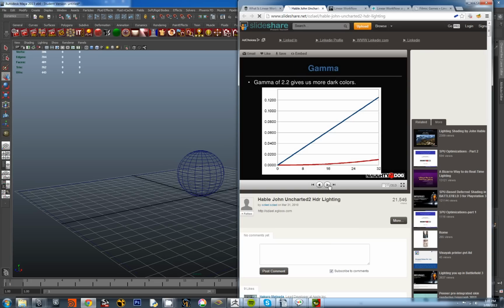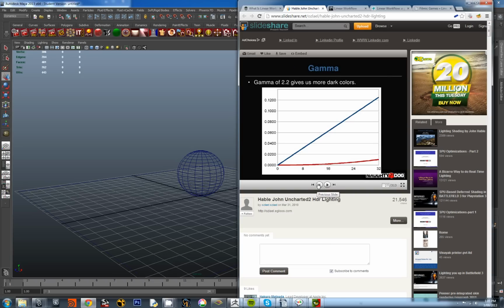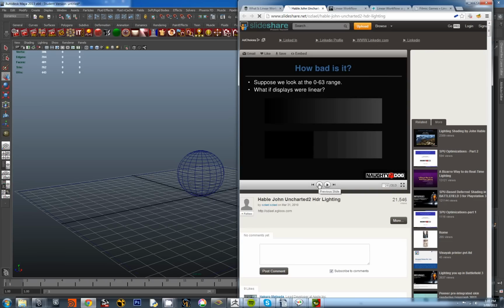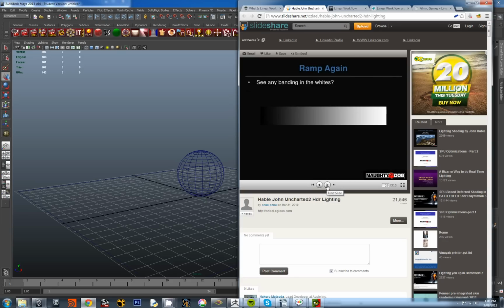Let's just go to the next slide. I think you'll see it better. Where are the numbers here? Let me see if I can find them. Okay, let's go back to here. The dark values have very, very few numbers to actually map to. Okay, so this would be linear, and this is sRGB. Okay, let's click through these.